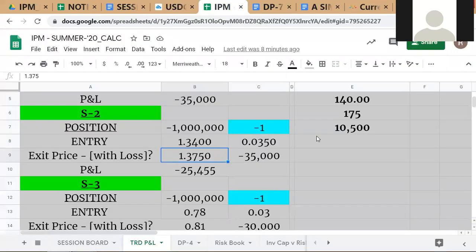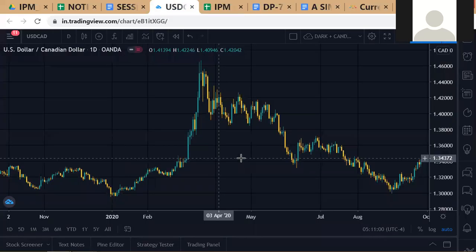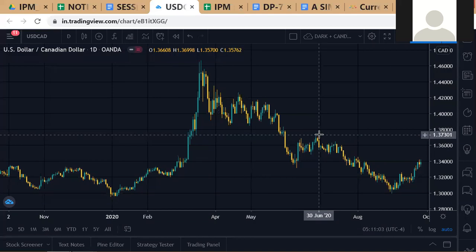Okay. So therefore, I have to take the exit price. I have to divide it. So Utsav is correct that we have to divide, but we have to divide by the exit price, because that is the exchange rate that prevails at the time that the P&L is realized. Is this clear? Yes, sir.